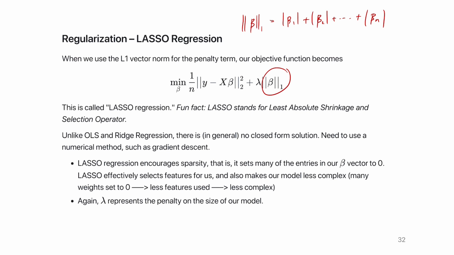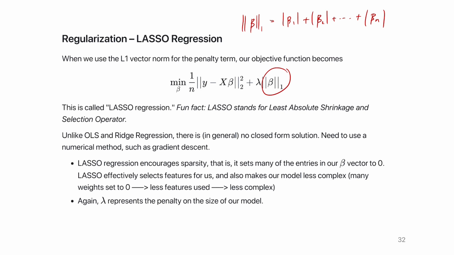Okay, and since it sets some of our weights to 0, it does a little bit of feature selection for us. If it assigns the weight of 0 to a particular beta i, it's telling us, hey, in order to minimize the loss function, you don't need to use this feature. So it's doing a little bit of feature selection for us, which is cool.